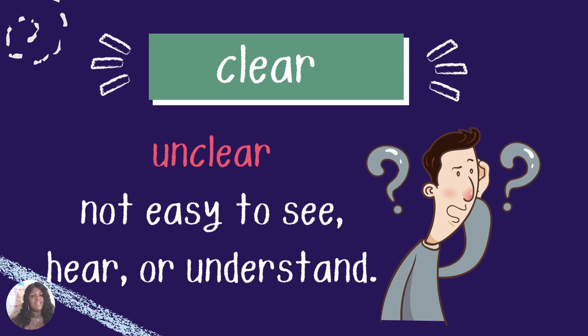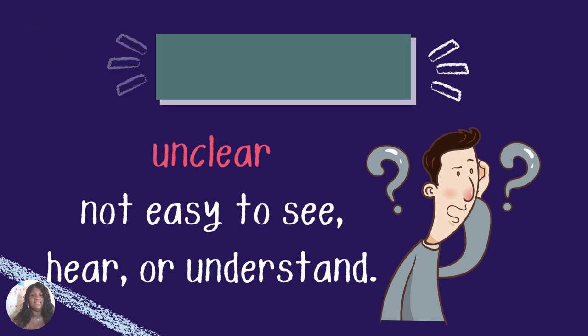Our next base word is clear. To create a new word with this one, you're going to add un in front of the word and it becomes unclear. Unclear means not easy to see, hear, or understand. You just don't get it. Unclear.